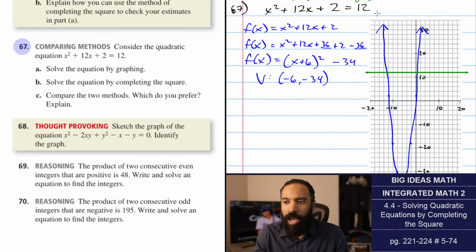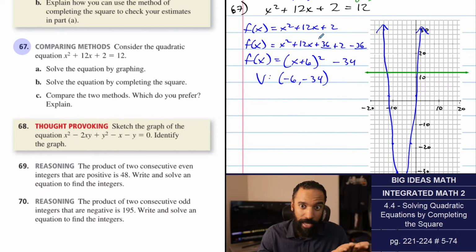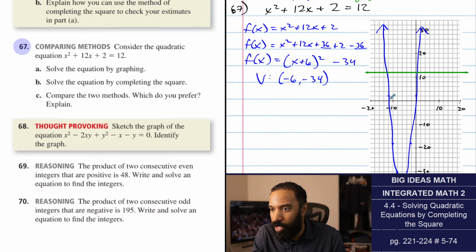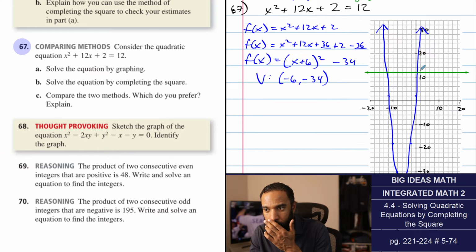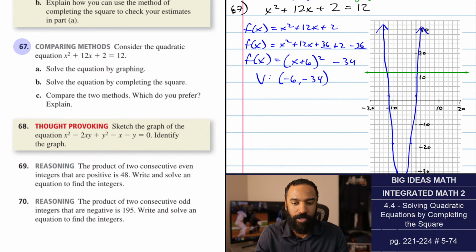Solve the equation by graphing. I have no idea where those two things cross. Listen, I'm going to have to use a graphing calculator, because I have no idea. It's somewhere between negative 12 and negative 14, and between 0 and 2. I don't know where. That's probably what they wanted us to do in the first place.